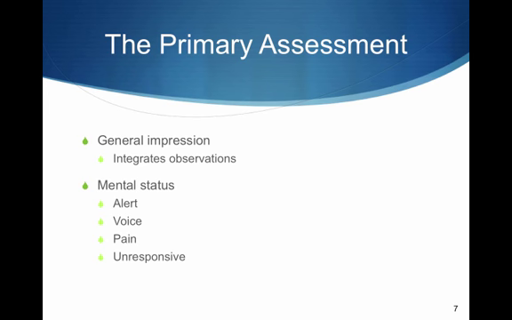Pain generally requires some goading from us. And what I mean by that is we're going to have to do a shoulder pinch, a trapezius pinch, or do a sternal rub. There are some other methods in here that you can use, supraorbital and whatnot, to get their attention to see if they're responsive to painful stimuli. And if they don't respond to any of that, and they just sit there like a knot on a log, then they're probably unresponsive.